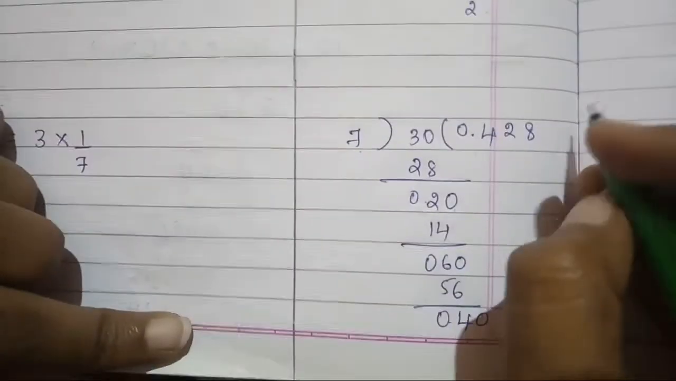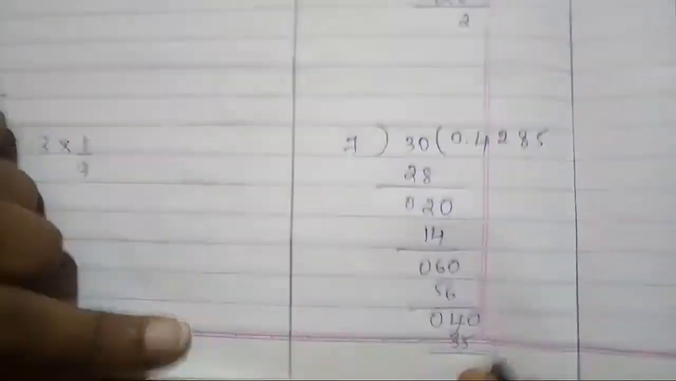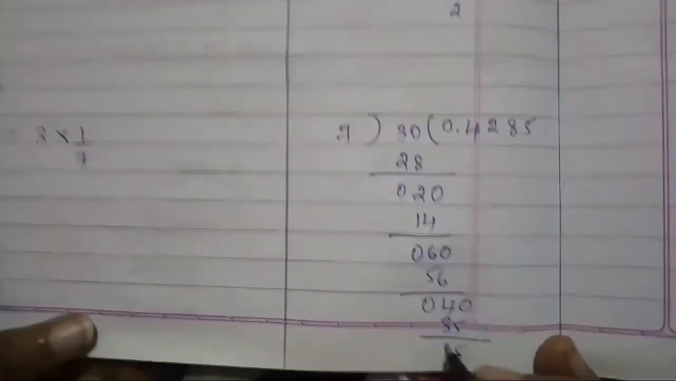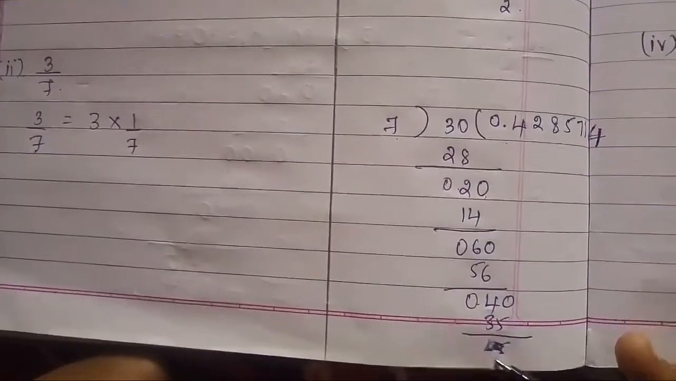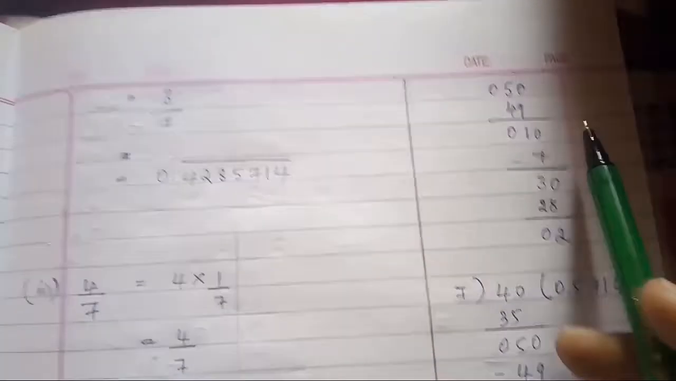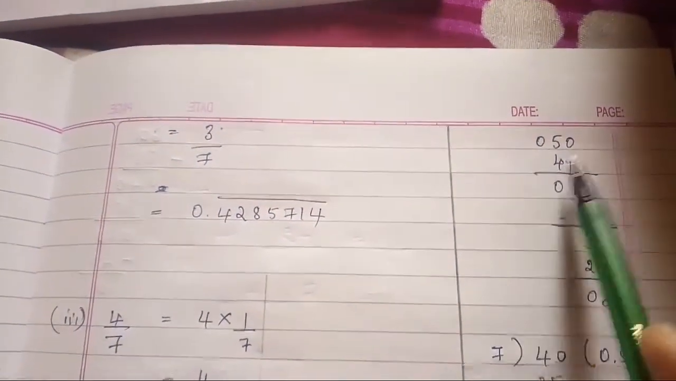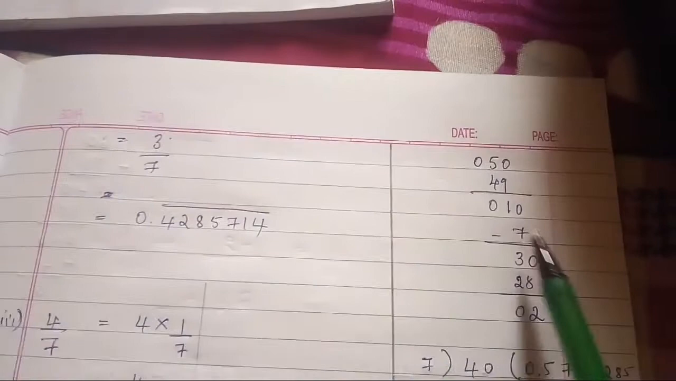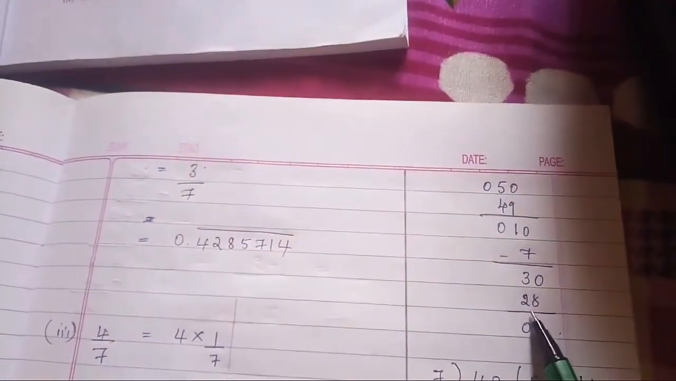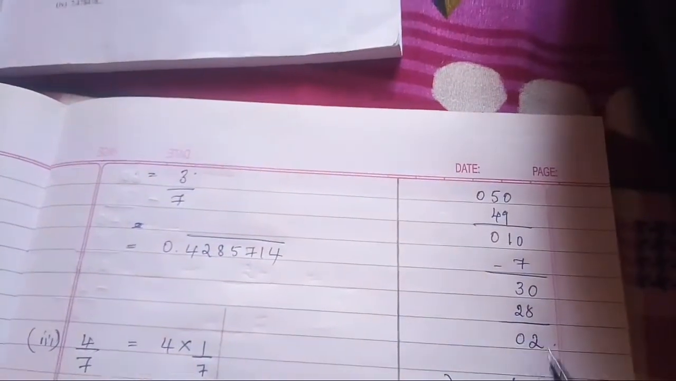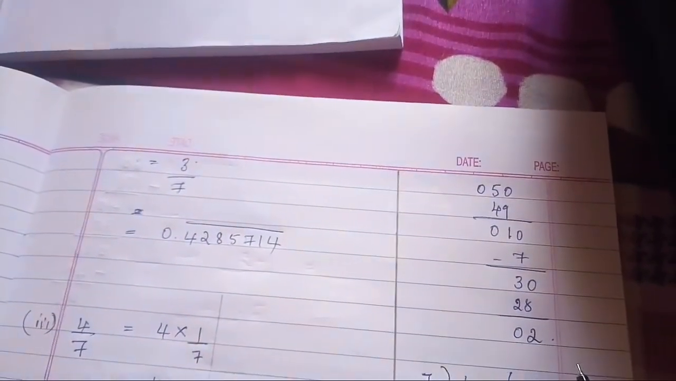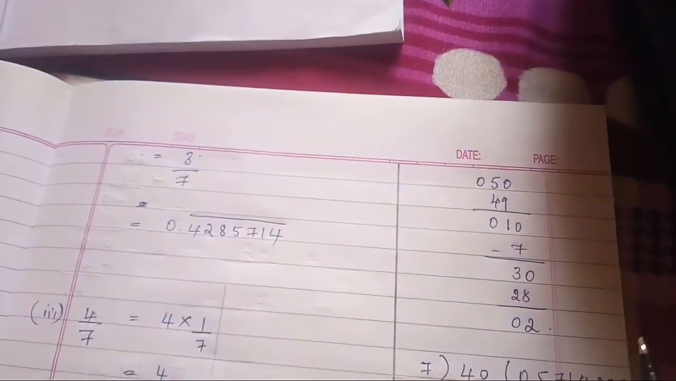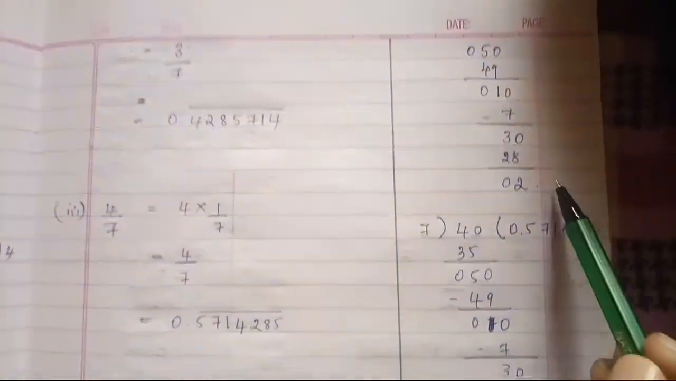Again take a 0 after 4. 7 fives are 35. 40 minus 35 is 5. I can take a 0 after 5 because I have already taken a decimal. 7 sevens are 49. 50 minus 49 is 1. I put a 0 after 1. 7 ones are 7, then 10 minus 7 is 3. 30: 7 fours are 28. 30 minus 28 is 2. This will go on up to infinity. It is a non-terminating repeating decimal. That's why I stop here itself.